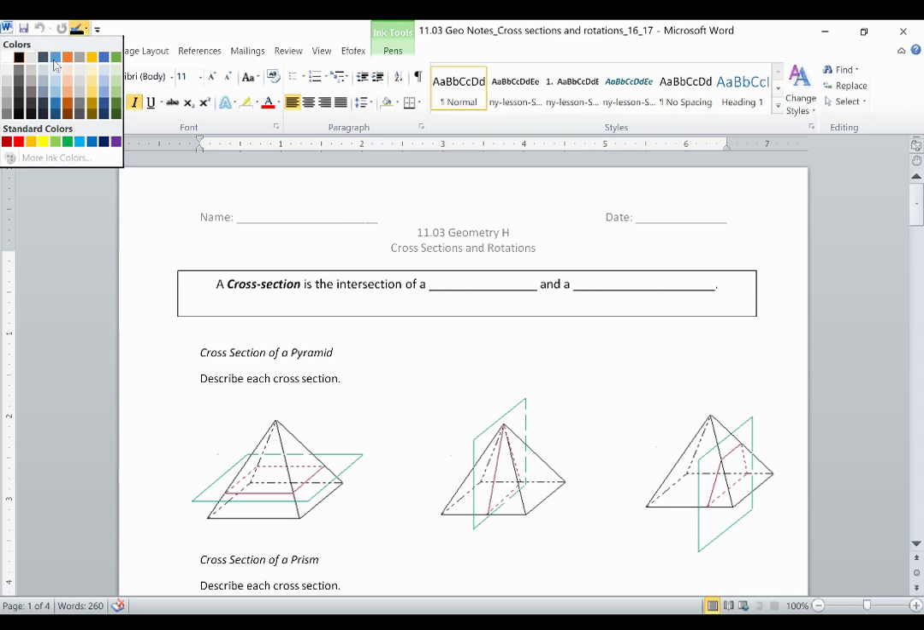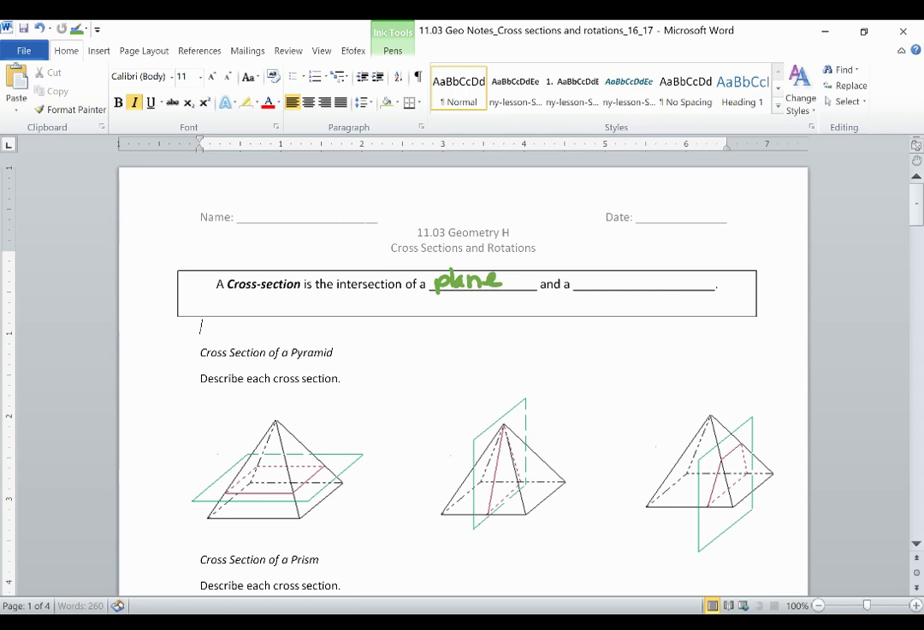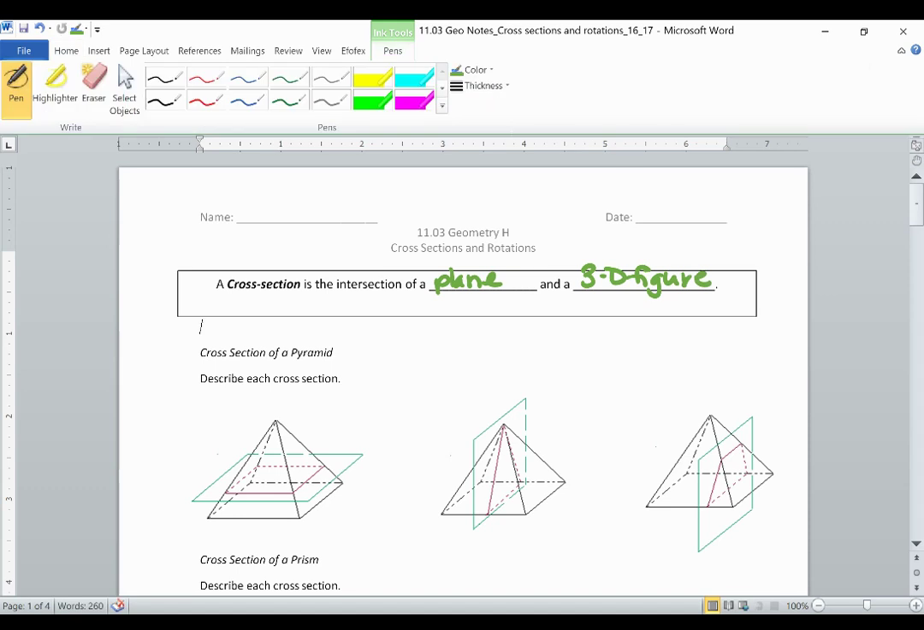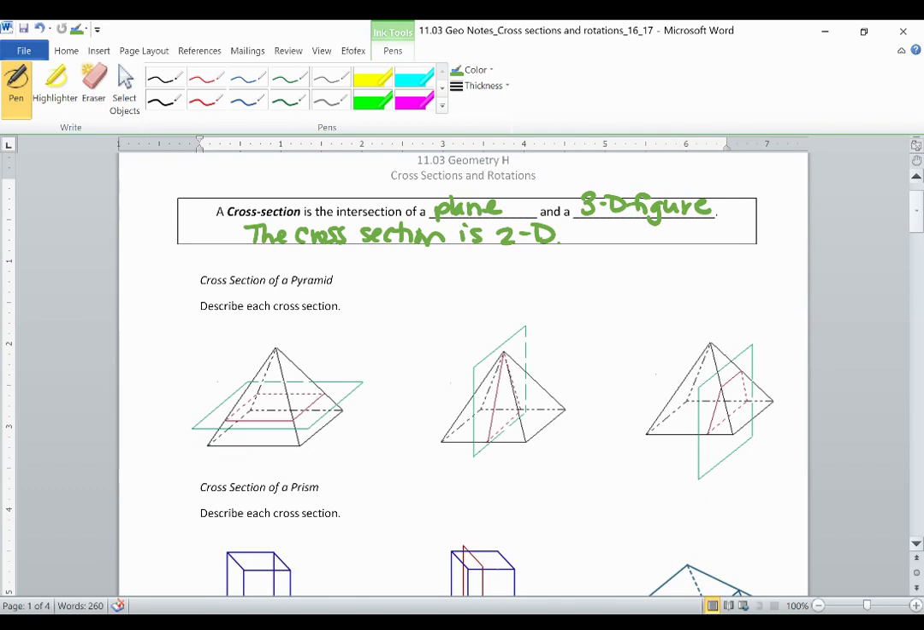A cross section is when you take the intersection of a plane and a three-dimensional figure, and you get a two-dimensional figure. So the cross section will be two-dimensional. It's like taking a slice out of a three-dimensional figure. So these, they kind of traced it for you here, so they're a little bit easier to see than when I just tell you what it is, which is what sometimes the Regents questions will do.